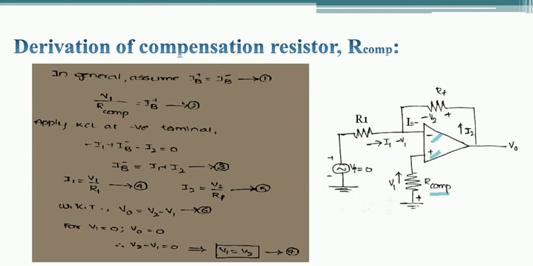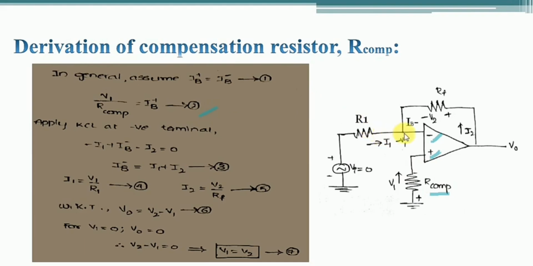Okay, now we are going to see the first proof, that is V1 and V2 will be equal. So now what we have assumed is that IB minus and IB plus are equal. Now we can write this IB plus equation from Ohm's law as IB plus is equal to voltage by resistor, that is V1 by R compensation. Okay, so consider this as equation 2.